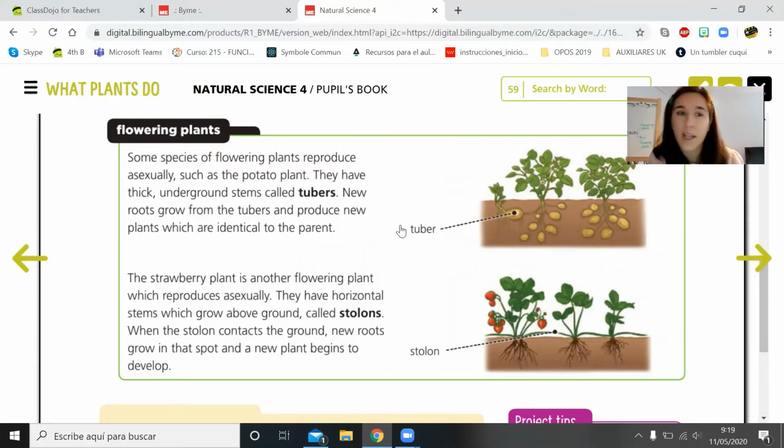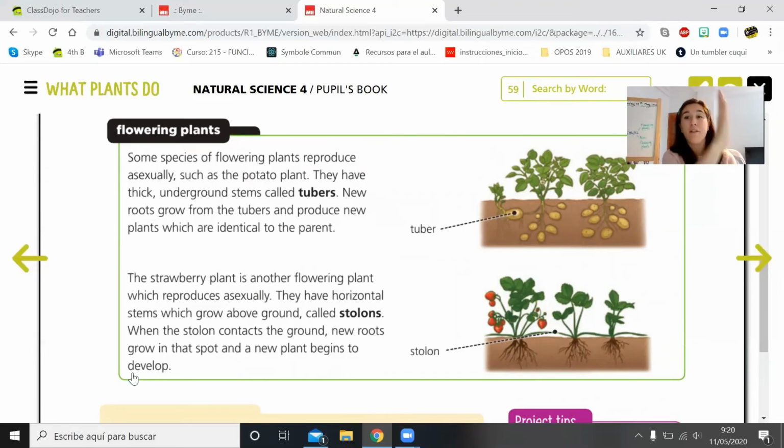And there is another type. The strawberry plant, strawberry, remember that is a fruit. The strawberry plant is another flowering plant that reproduces asexually. They have horizontal, remember this is vertical, this is horizontal, like this. They have horizontal stems which grow above ground called stolons. When the stolon contacts the ground, new roots grow in that spot and a new plant begins to develop.